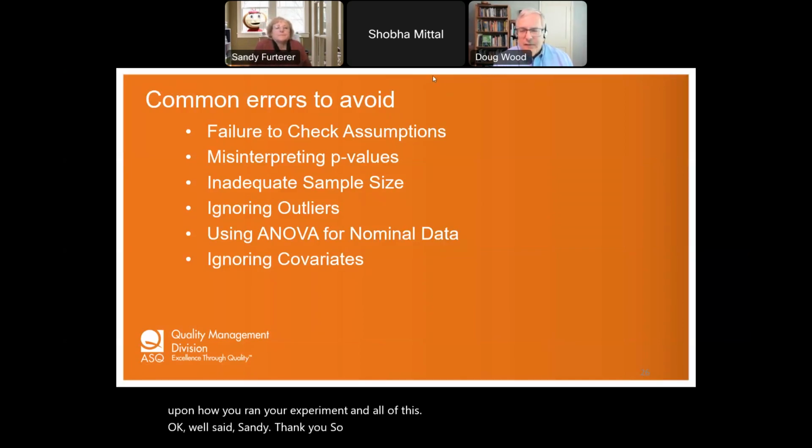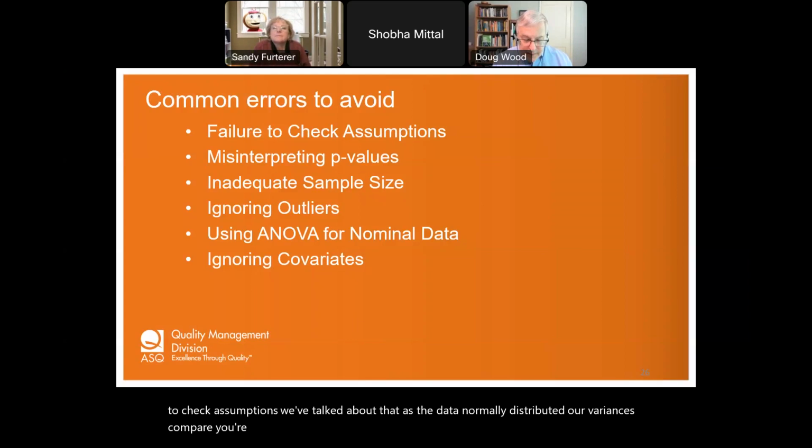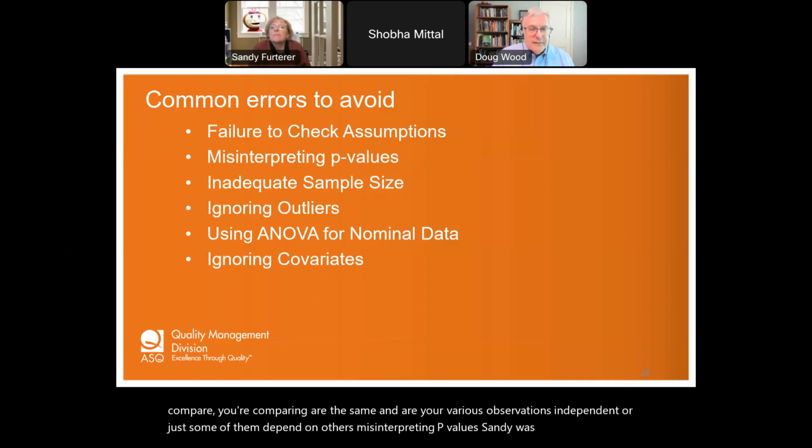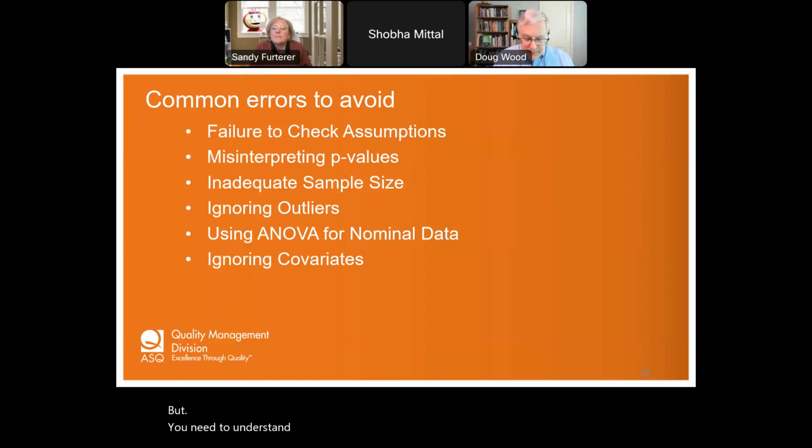So let's talk briefly about common errors. Failure to check assumptions. We've talked about that: is the data normally distributed, are the variances you're comparing the same, and are your observations independent, or do some of them depend on others? Misinterpreting p-values. Sandy was very clear about that. If p is low, H0 must go. But you need to understand statistical significance versus practical significance. A small p-value does not necessarily mean that your effect was practically significant.